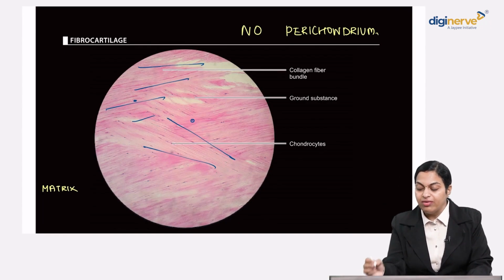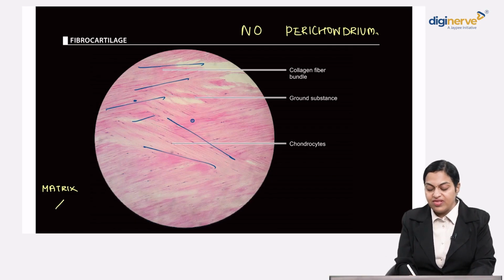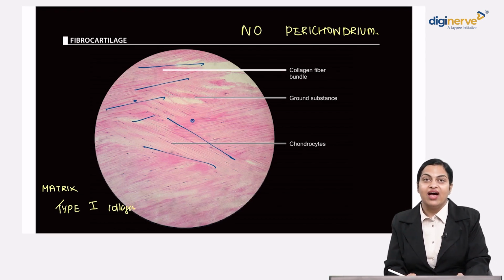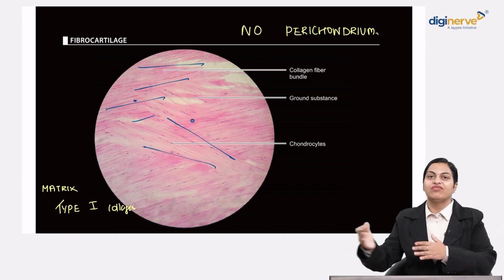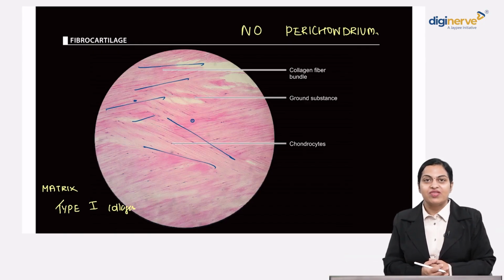The collagen fibers that you see here in the matrix are made up of type 1, in contrast to elastic and hyaline cartilage. No perichondrium, chondrocytes in lacuna, right? And bundles of collagen fibers. Matrix has type 1 collagen fiber.